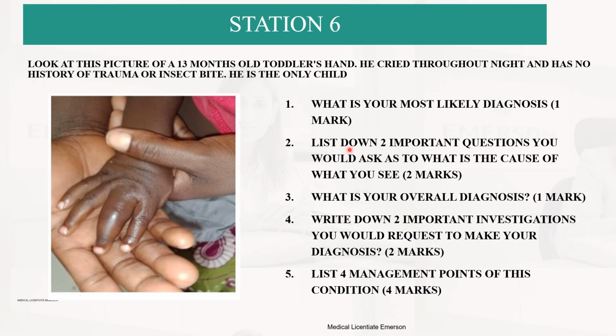Then question 2, list down 2 important questions you would ask as to what is the cause of what you see. Question 3, what is your overall diagnosis? Question 4, write down 2 important investigations you would request to make your diagnosis. Question 5, list 4 management points of this condition. So I'm sure this is a very common OSCE. So let's go for the answers. But I'm sure you definitely need to know the most likely diagnosis for this condition.